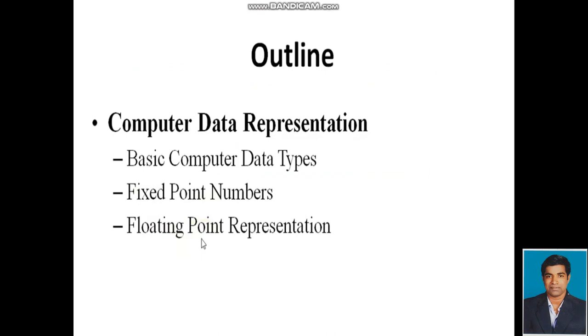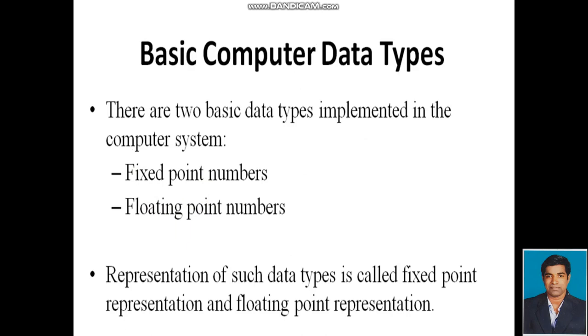The outline of this topic is computer data representation, mainly classified into two types: fixed point numbers and floating point representation, and basic computer data types, which we are going to discuss in this topic. There are two basic data types implemented in the computer system: fixed point numbers and floating point numbers. The representations of such data types are called fixed point representation and floating point representation.